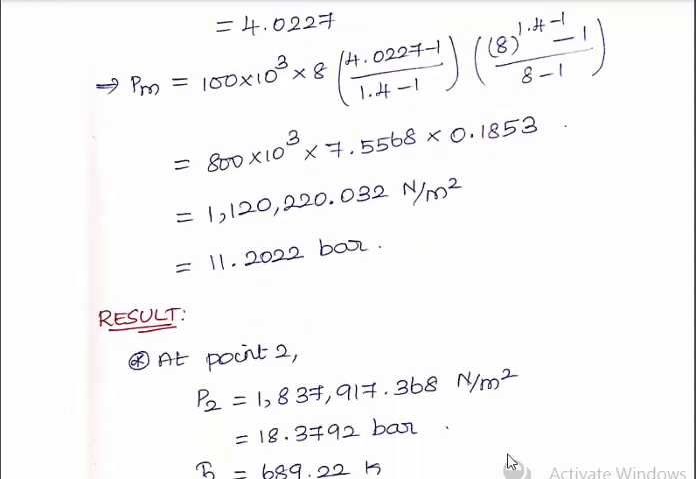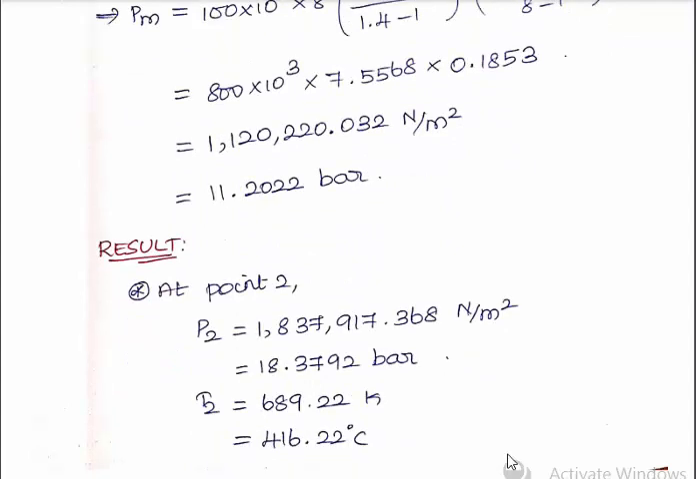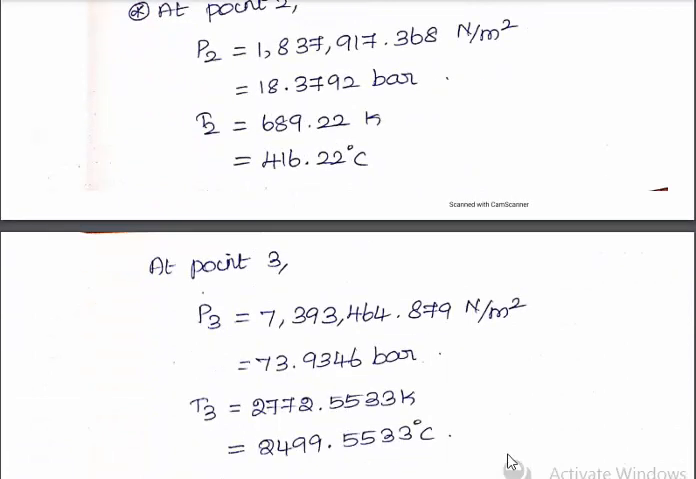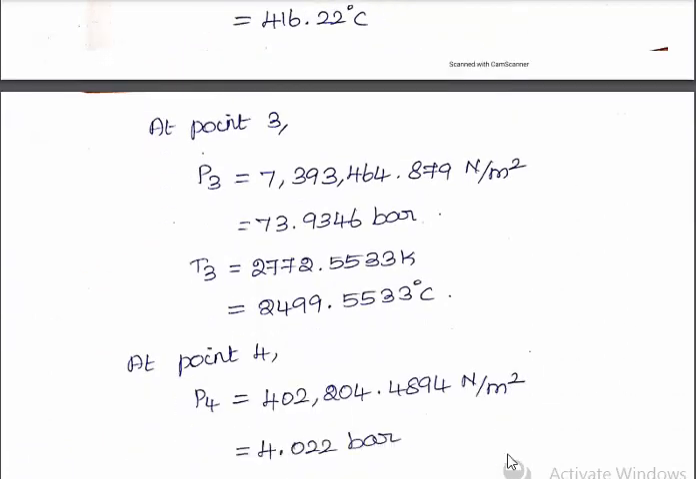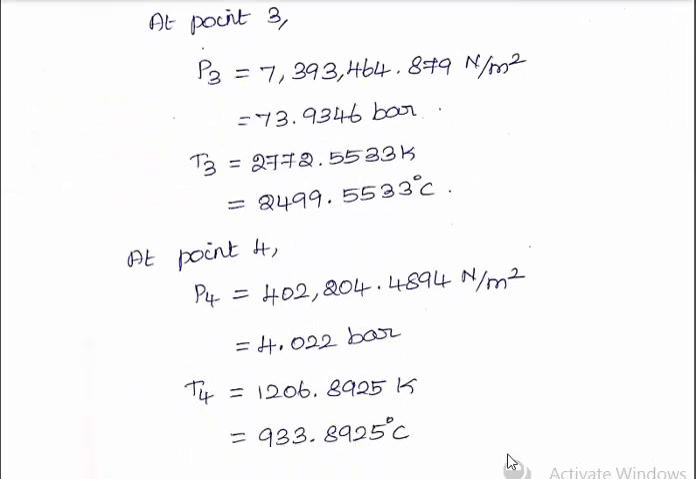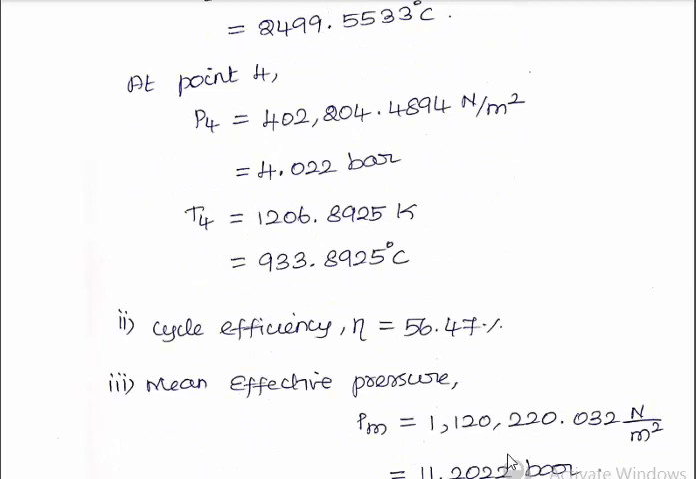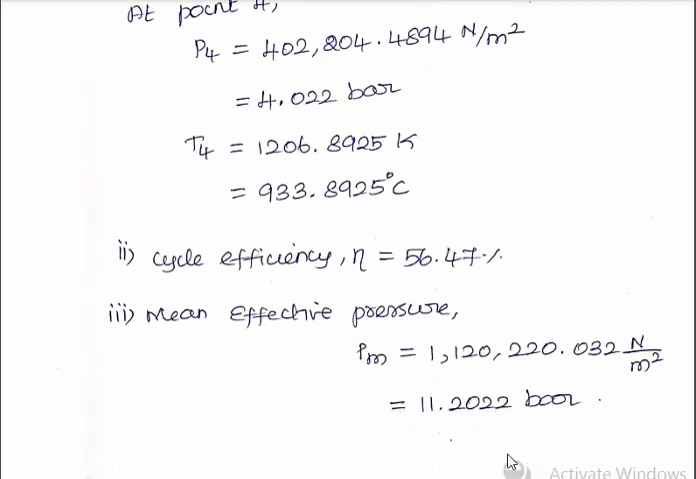So ellaa results-um eduthu ezhudhiyirukken. At point 2 pressure and temperature values. At point 3 pressure and temperature values. At point 4 pressure and temperature values, cycle efficiency eta, and mean effective pressure value Pm.